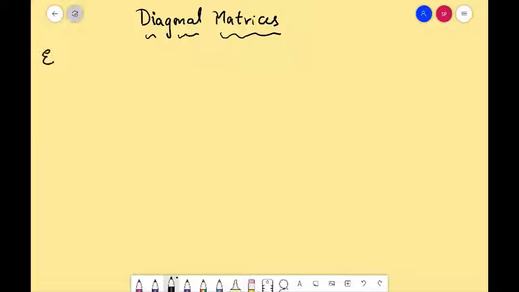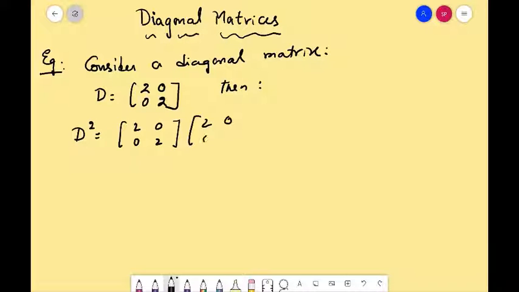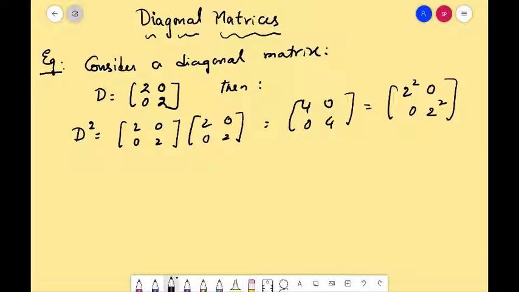So, I'll give the first example here. Consider a diagonal matrix D is equal to 2, 0, 0, 2. Then D square is equal to, what will be D square? You can observe 2, 0, 0, 2. If you multiply this 2, 0, 0, 2, you will get nothing but 4, 0, 0, 4, which is nothing but 2 square, 0, 0, 2 square.